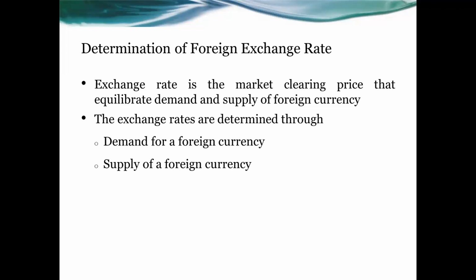Right? So now we are going to understand about how we are going to identify the way of determining foreign exchange rate. Now remember, exchange rate determining as usual the way we decide the price of the particular product.